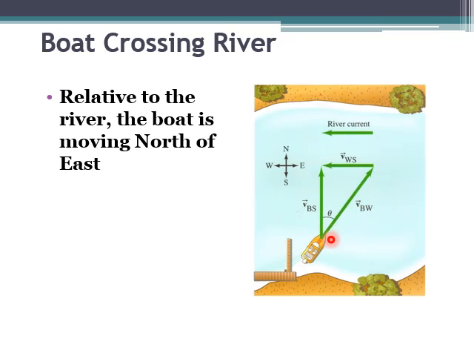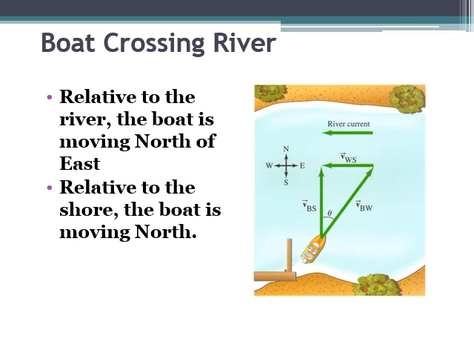But you can see here with the northward and eastward components of the velocity, the eastward component is going to be balanced by the westward current of the river, and the resultant is going to go straight across. Now the entire time the boat's not facing north, it's facing northeast, but it's going north. So relative to the shore, the boat will be moving north even though it's pointed to the northeast.